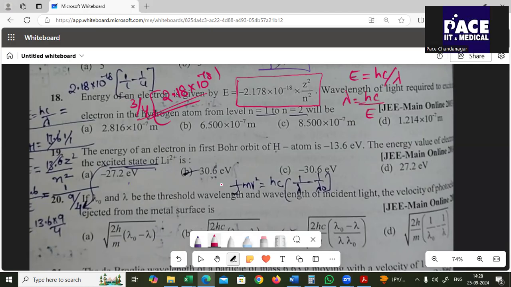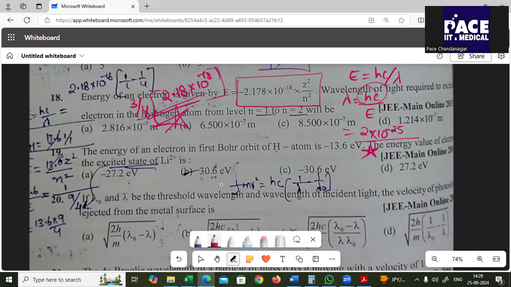The hc value we know, which is 2 into 10 to the power minus 25, divided by the E value. The E value is this one, all this value that I'm using there is my E value. When you substitute it here, you are going to get your answer there. All right, so that is how we will do this question.